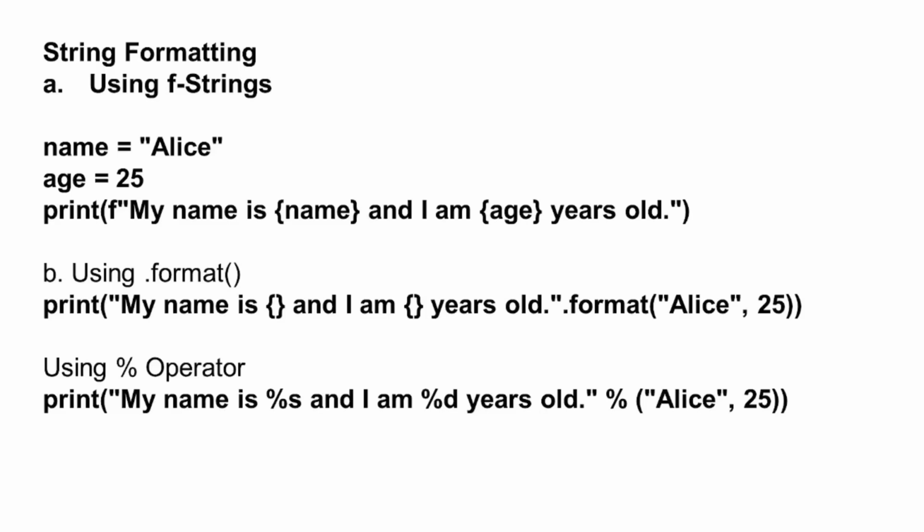String formatting: use f-string. This is string formatting, like print f my name is name and I am age years old. Okay. Using dot format, my name is this and I am this years old, dot format Alice and the age. Using a percentage operator, print my name is this and I am this old. Perfect. So mostly we use f-string.